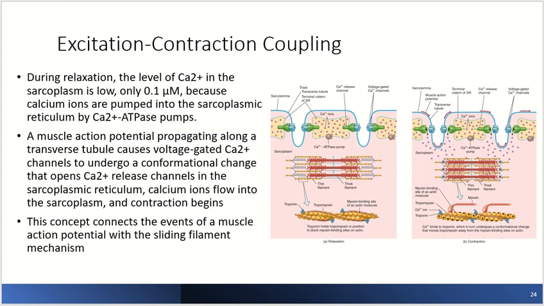A muscle action potential then is going to propagate along a transverse tubule, and this is going to cause those voltage-gated calcium channels to undergo a conformational change. These are going to open those calcium channels and allow calcium to flow out of the sarcoplasmic reticulum and into the sarcoplasm. This is going to trigger the beginning of that contraction. So this concept is going to connect the events of a muscle action potential with the sliding filament mechanism. It's putting two things together, our action potential and the corresponding sliding filament mechanism, and connecting them.